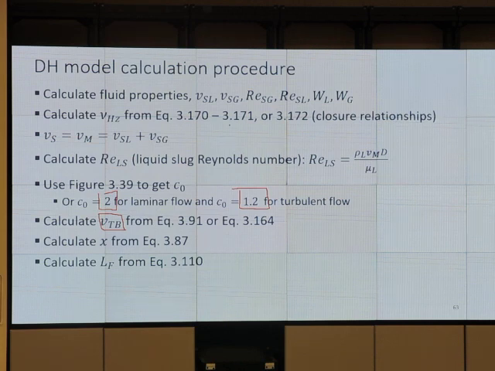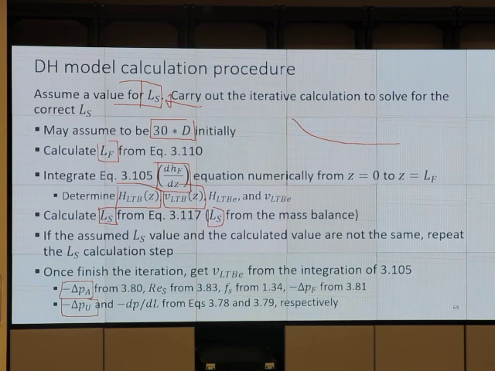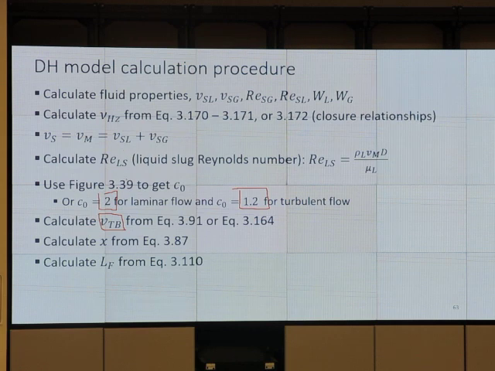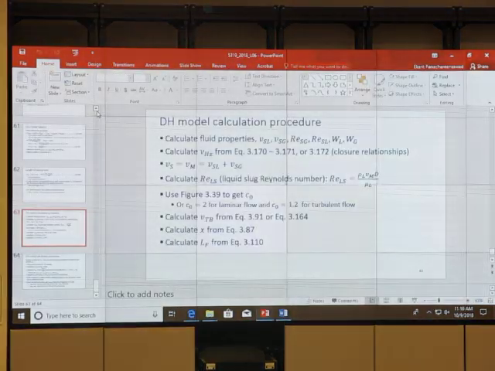So every closure relationship that we use impacts the pressure drop result. We have a closure relationship for frequency. What if it's not right? Slug frequency depends on the location away from the inlet, but the closure relationship may be for fully developed flow. So this may not be fully applicable. So be aware of this. Other than that, this model is a good model to start with.